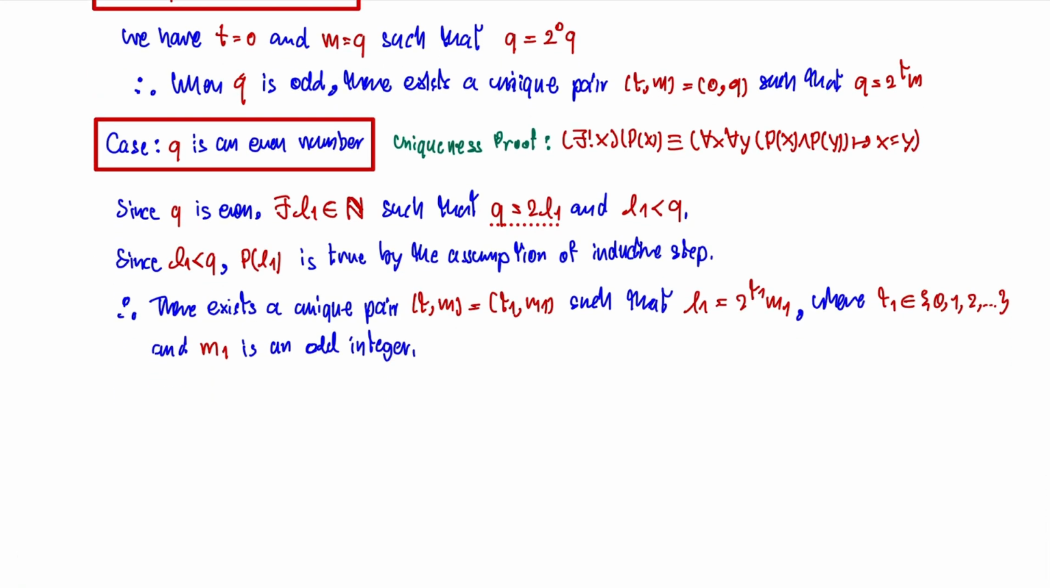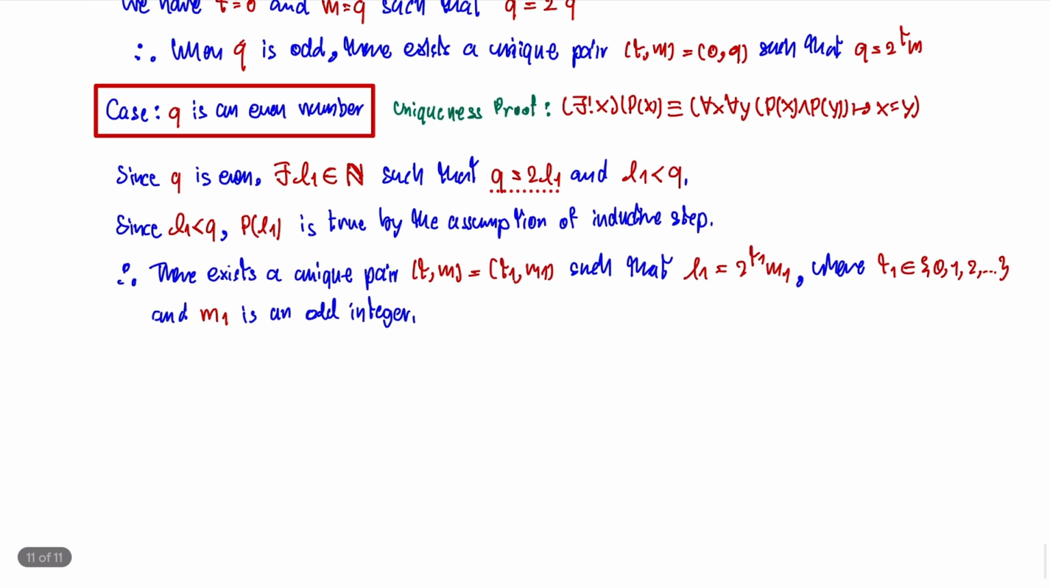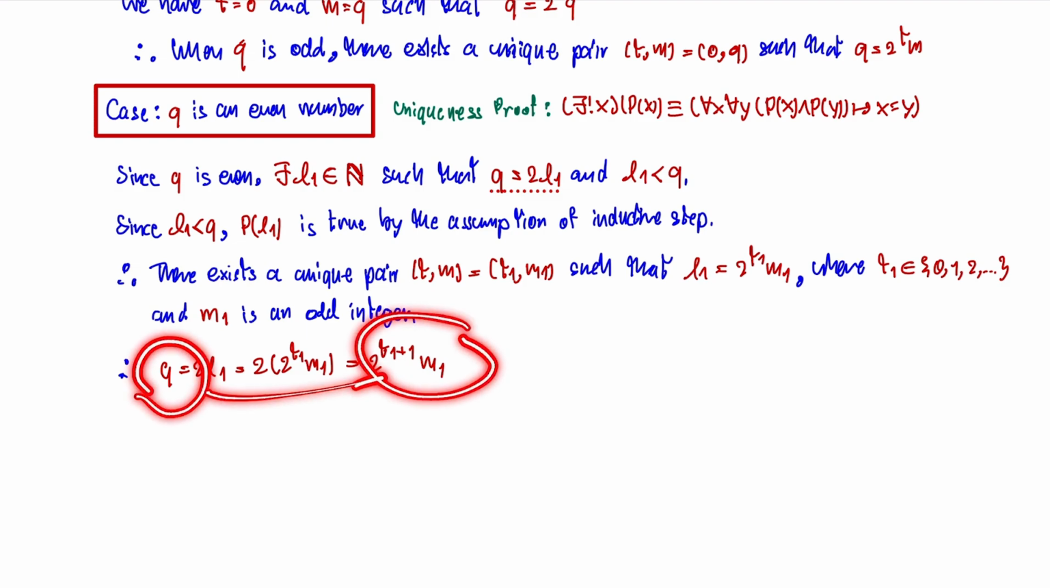Right now, we have, since Q is even, L1 which is a positive integer such that Q equals 2L1 and L1 is less than Q. So once L1 is less than Q, there exists a unique pair (T1, M1) such that L1 equals 2 raised to T1 times M1, where T1 can be 0, 1, 2, 3 and so on, and M1 is an odd integer. Therefore, Q becomes 2L1, so L1 is 2 to the T1 M1. So we're going to have 2 to the T1 plus 1 times M1. So we can write Q in the form we want.